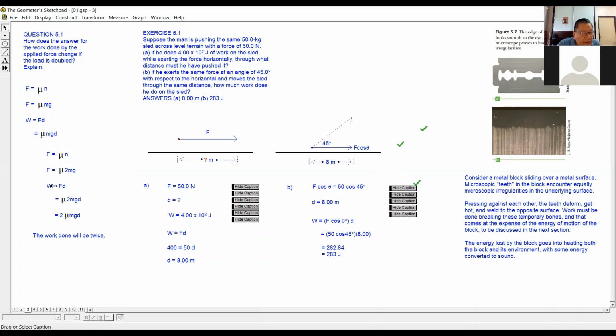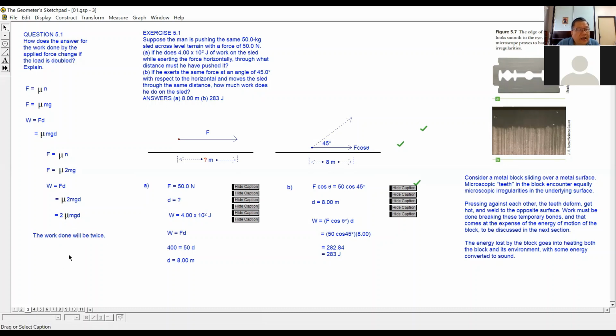When we want to find the work done, we use the frictional force multiplied with the distance. The distance remains the same, but the frictional force now is double, 2 mu mg. So the work done will also be double. So this is the answer: the work done is double.